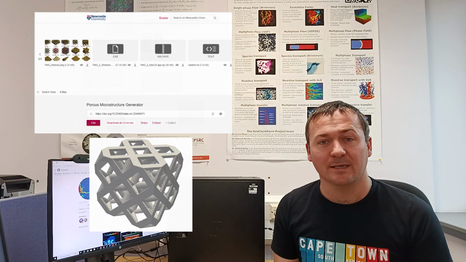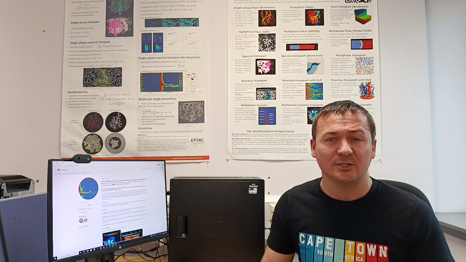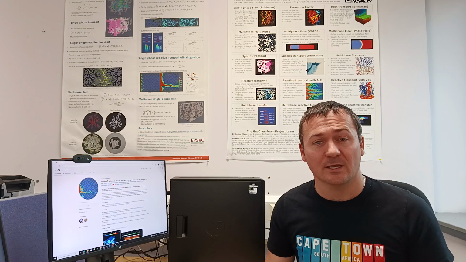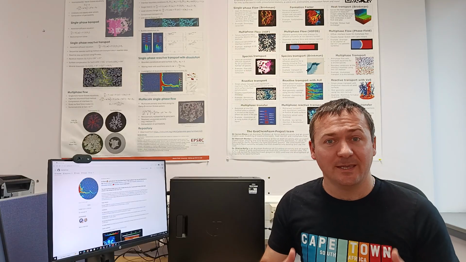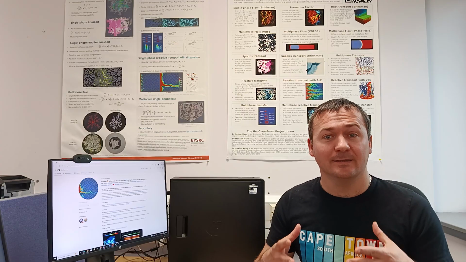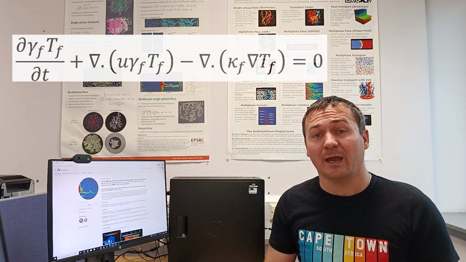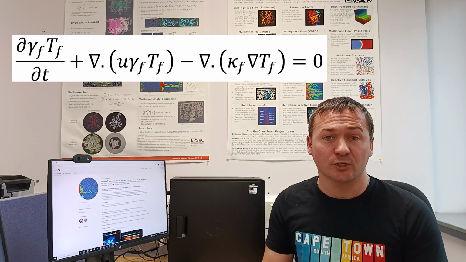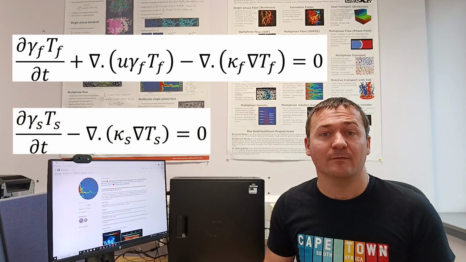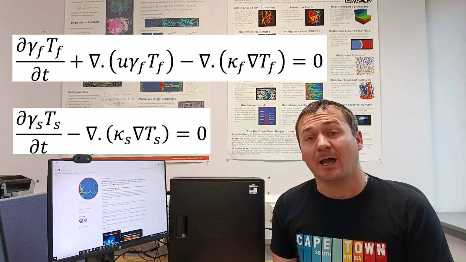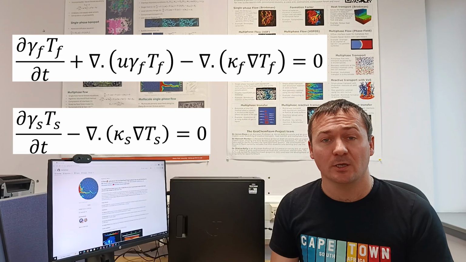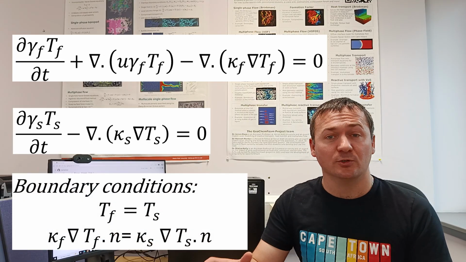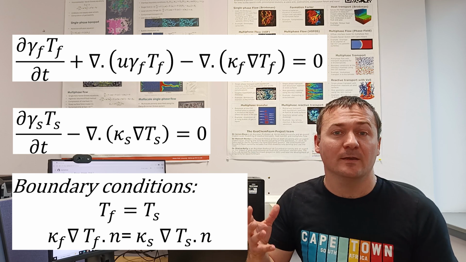Now, when you model heat transfer in porous materials, you essentially have two domains, one for the fluid and one for the solid. And the heat equations are slightly different because in the fluid, we have convection and conduction, and in the solid, we only have conduction. These equations are coupled at the fluid-solid interface by a set of boundary conditions, typically continuity of temperature and continuity of heat flux.